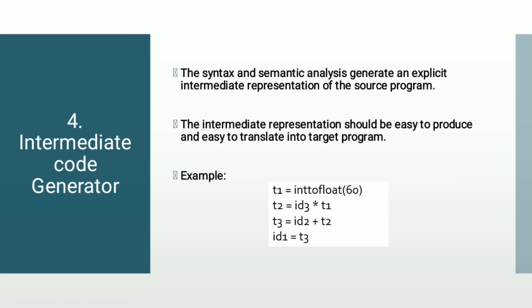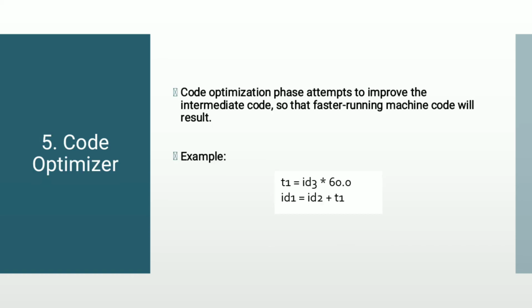Fourth is intermediate code generation. The syntax and semantic analyzers generate an explicit intermediate representation of the source program. This should be easy to produce and easy to translate into a target program. The example is as below. Fifth is code optimization. This phase attempts to improve the intermediate code so that faster running machine code will result. In the example below, we take the previous code and a better, improved code is the result.